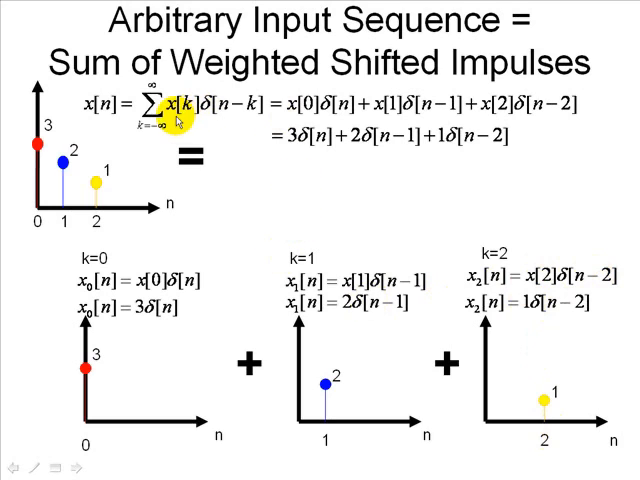And we can take this overall sequence x of n and decompose it mathematically as follows: x sub 0, x sub 1, and x sub 2, shown here. So this is what we mean by an arbitrary input sequence consisting of a sum of weighted shifted impulses.